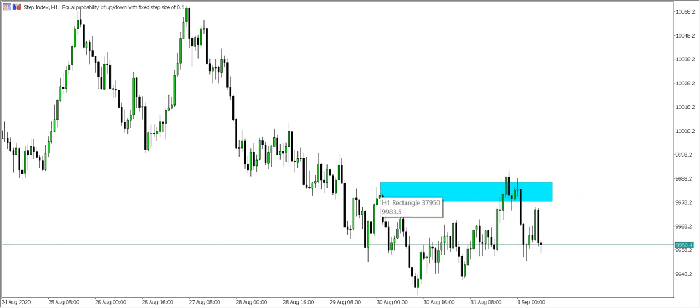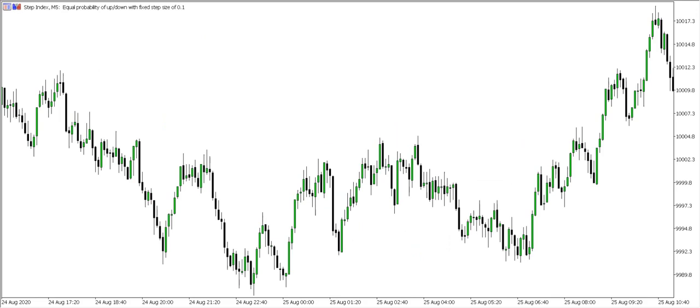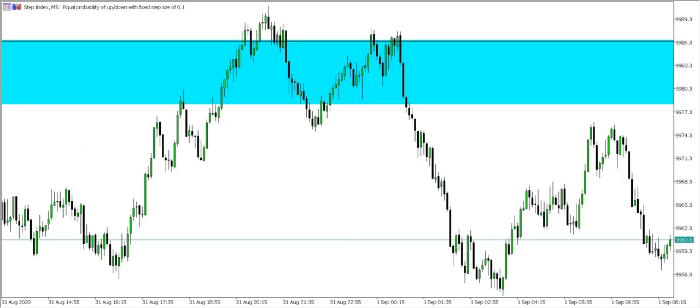So I've marked up an order block for this drop. Then the market came back right here to retest this order block. As soon as the market reaches the level of the order block on the 1 hour, I'm dropping to the 5-minute chart to look for entries. This is how the strategy works out.